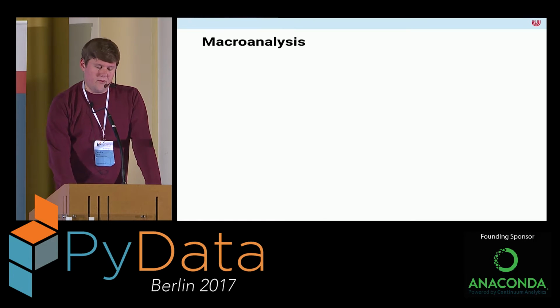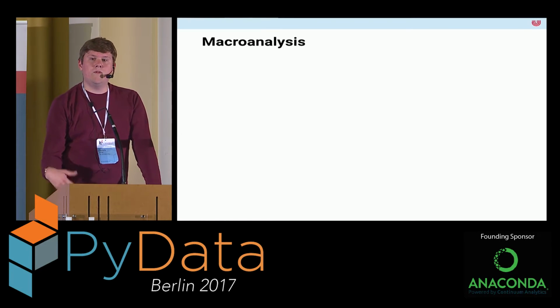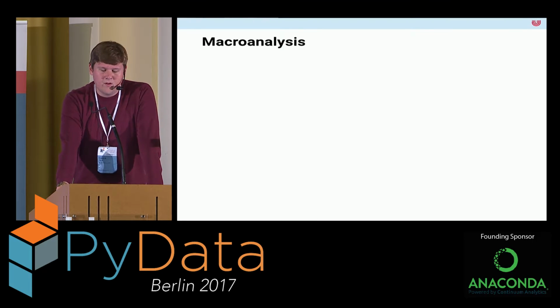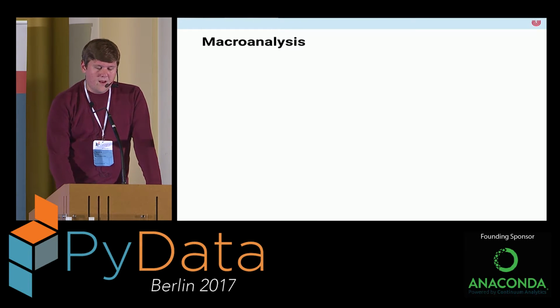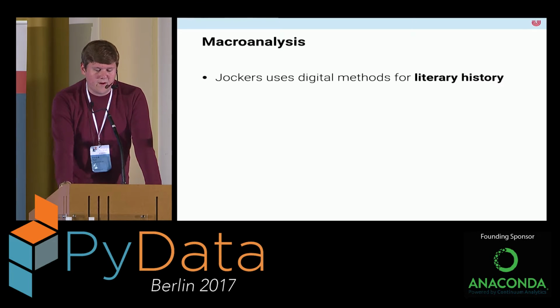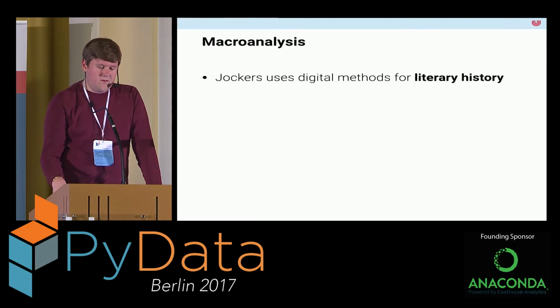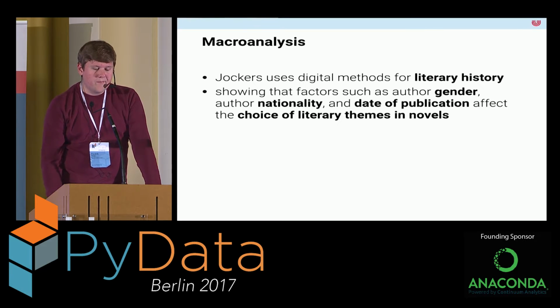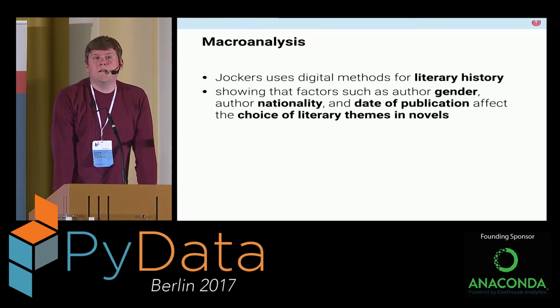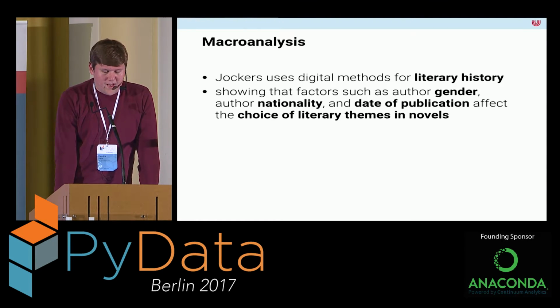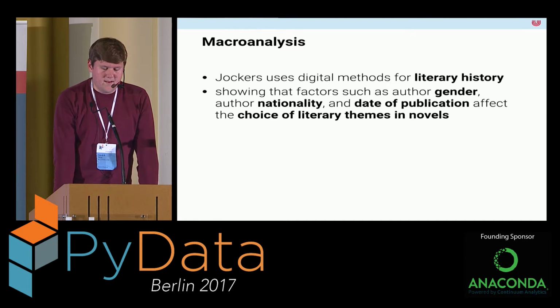And you can not only do that for newspapers, of course, you can apply that to any kind of text source. So this is another example called macro analysis, by researchers from North America, which use these digital methods for literary history. So Jockers is the one who wrote the book. And he showed that factors such as the gender of the author, the nationality, but also the date of publication for a novel do affect the choice of literary themes in novels.